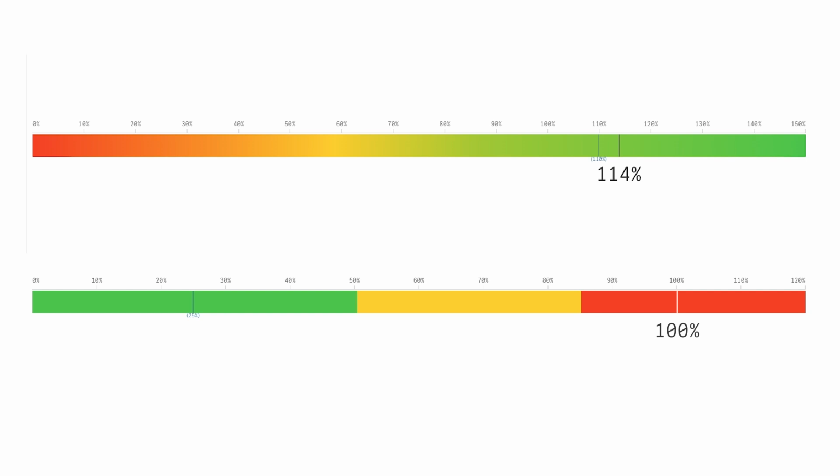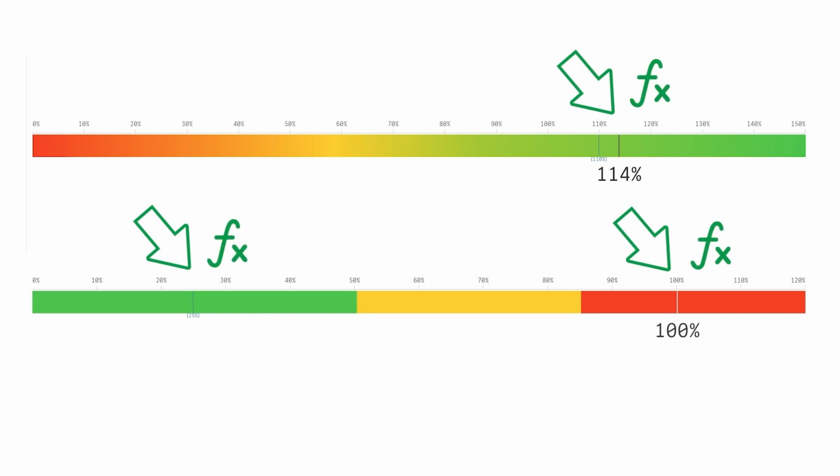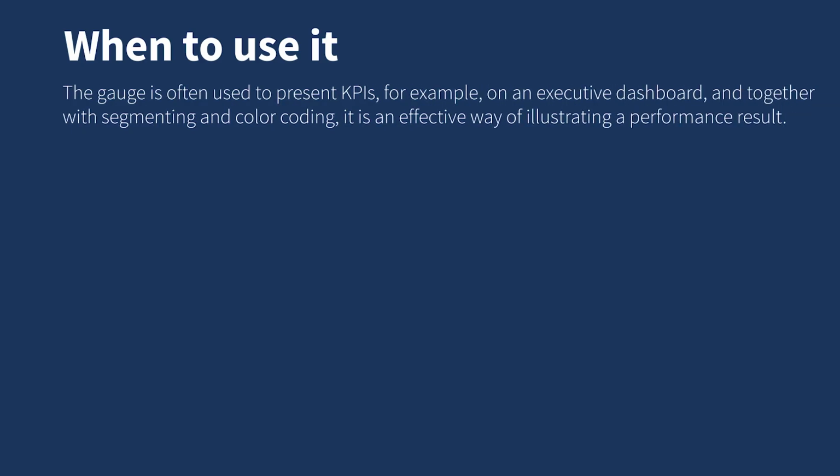These interim ranges can be defined with discrete color segments or transitions through continuous color gradients. You also have the ability to add reference lines in order to identify other points along the range. And, in addition to the measures, you can use expressions to calculate range limits, segment limits, and reference lines. The gauge is often used to present KPIs, for example, on an executive dashboard, and together with segmenting and color coding, it is an effective way of illustrating a performance result.